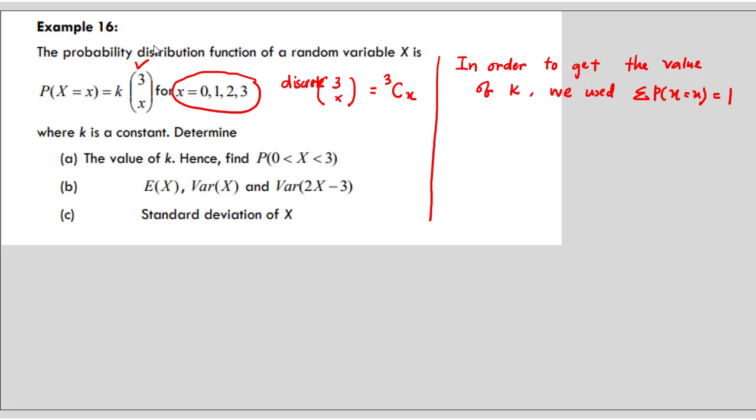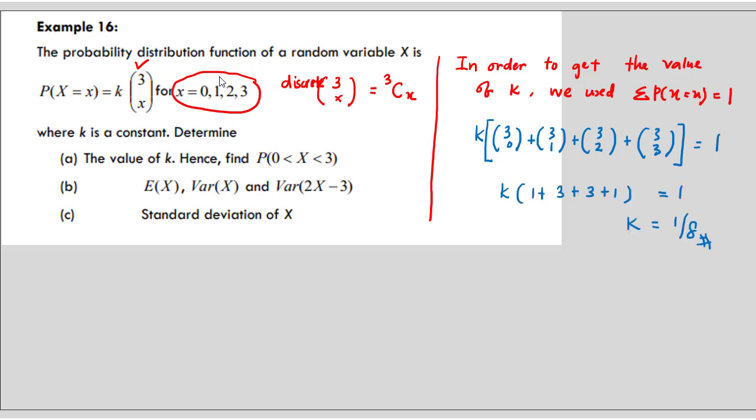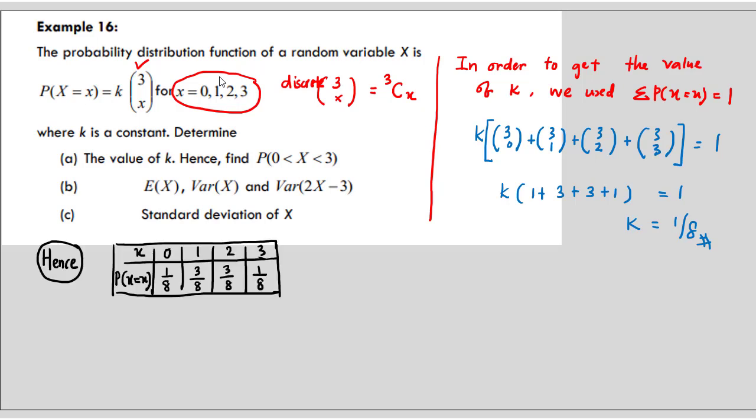In order to get the value of k, we need to use total probability equals to 1. Did you notice that k is actually a common factor for each x value? Therefore, when finding the k value, we factorize out the k and substitute 0 up to 3 as x in the nCr, the 3Cx. So evaluate it by finding 3C0 up to 3C3. So you get k equals to 1 over 8. If possible, we try to leave it in exact value form.